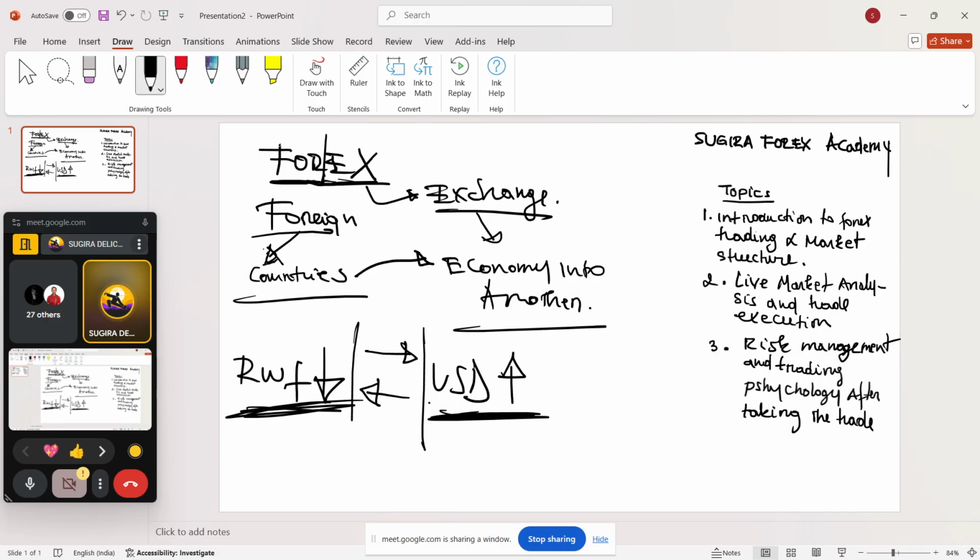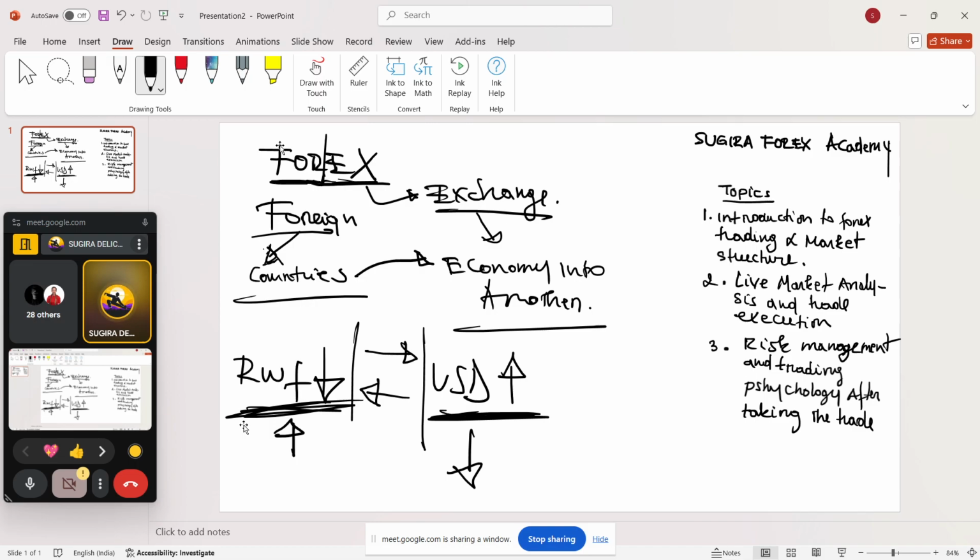We compare the values of one country's economy and another's. If the US dollar is gaining value over Rwandan francs, we want to buy US dollars and sell Rwandan francs. You get my point? Or if the US dollar is losing value over Rwandan francs, it means we are buying Rwandan francs and selling US dollars. For example, say Rwandan francs are losing value over the US dollar, or over any other currency.